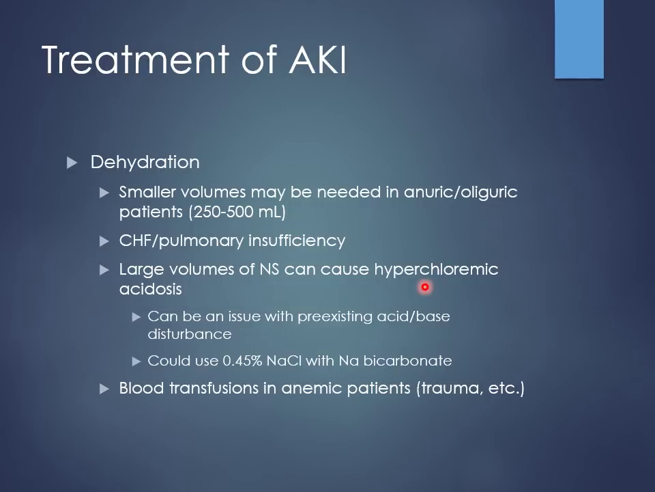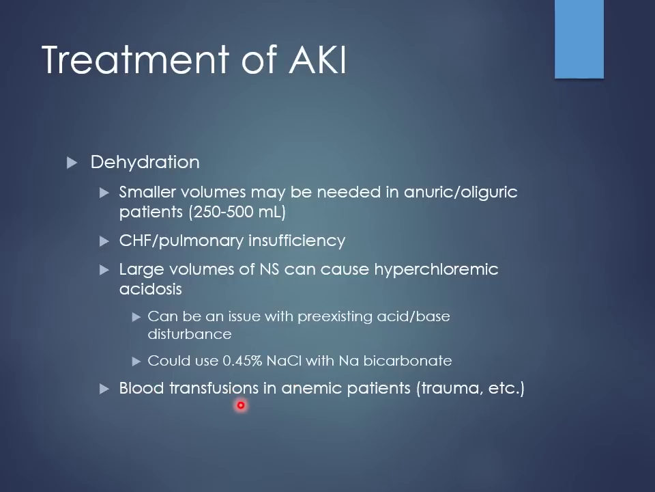So you can actually run into hyperchloremic acidosis, and so that's one of those things where you may want to give it something with like a bicarb. So instead of using normal saline, I can use half normal saline, which is 0.45%, and just add in like sodium bicarbonate, and that can actually help to balance that out by alkalizing the blood a little bit.